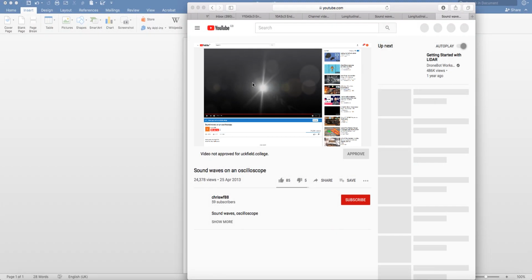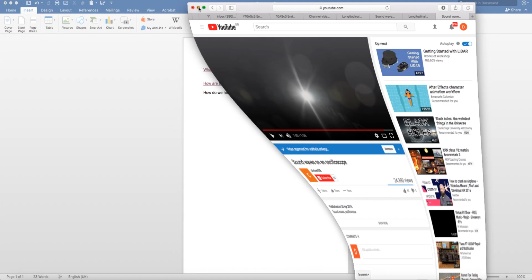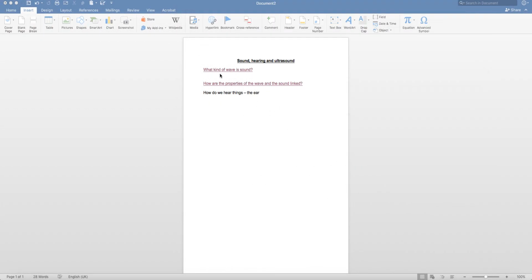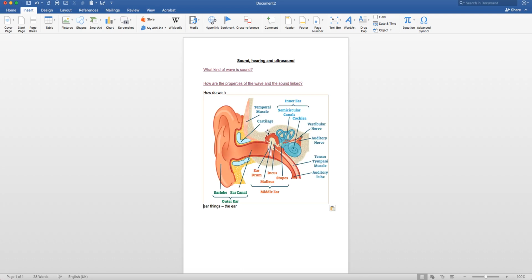So we've looked at what kind of wave sound is. It's a longitudinal wave. We've looked at how the properties of the wave and the sound are linked. The next thing to look at is how we hear things.